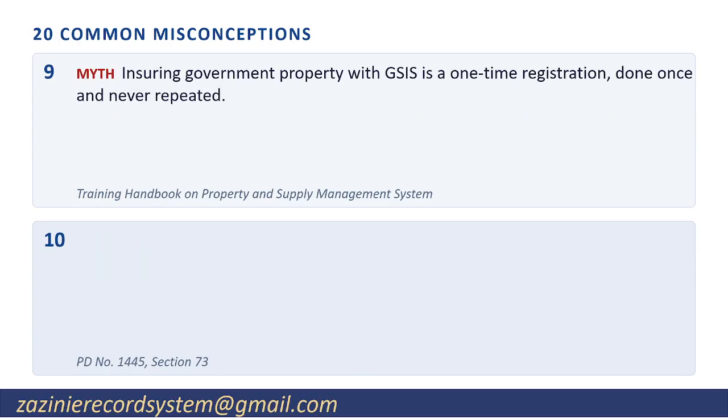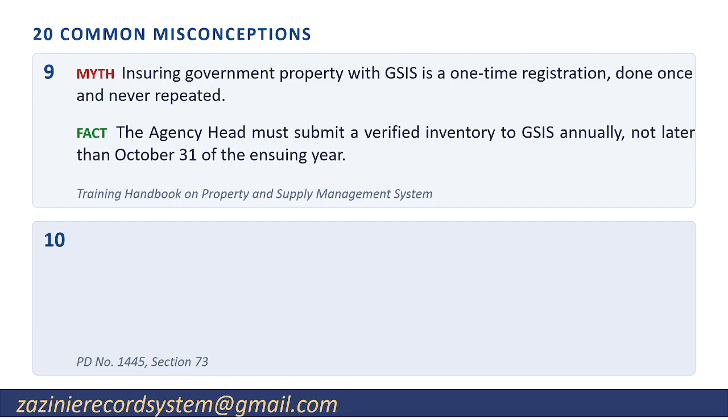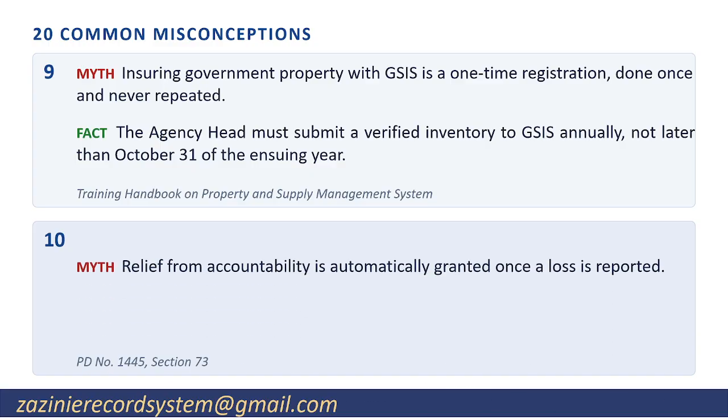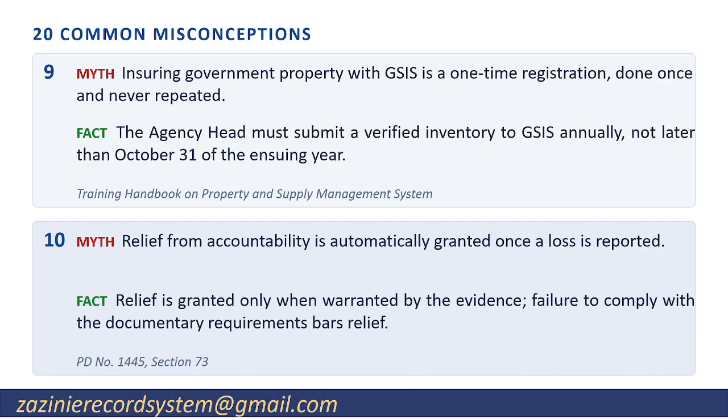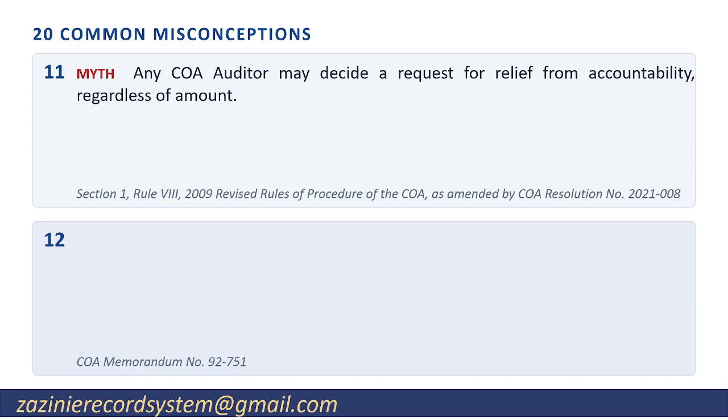20 Common Misconceptions. Number 9. Myth. Insuring government property with GSIS is a one-time registration, done once and never repeated. Fact. The agency head must submit a verified inventory to GSIS annually, not later than October 31st of the ensuing year. Number 10. Myth. Relief from accountability is automatically granted once a loss is reported. Fact. Relief is granted only when warranted by the evidence. Failure to comply with the documentary requirements bars relief. Next slide.